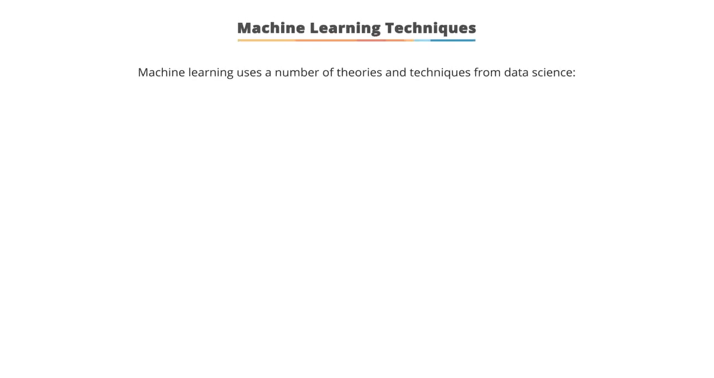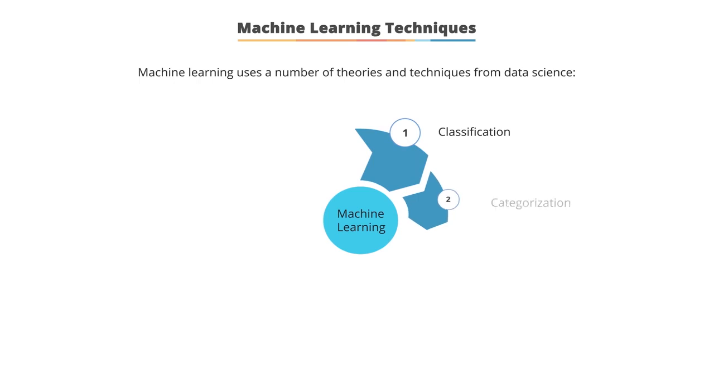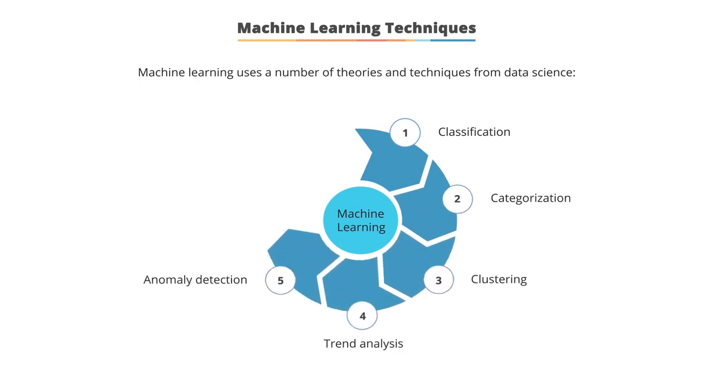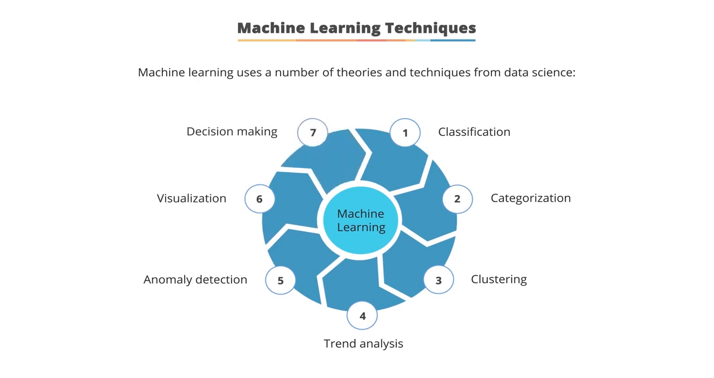Machine learning uses a number of theories and techniques from data science. Here are some machine learning techniques: classification, categorization, clustering, trend analysis, anomaly detection, visualization, and decision-making. Let's look at these techniques.